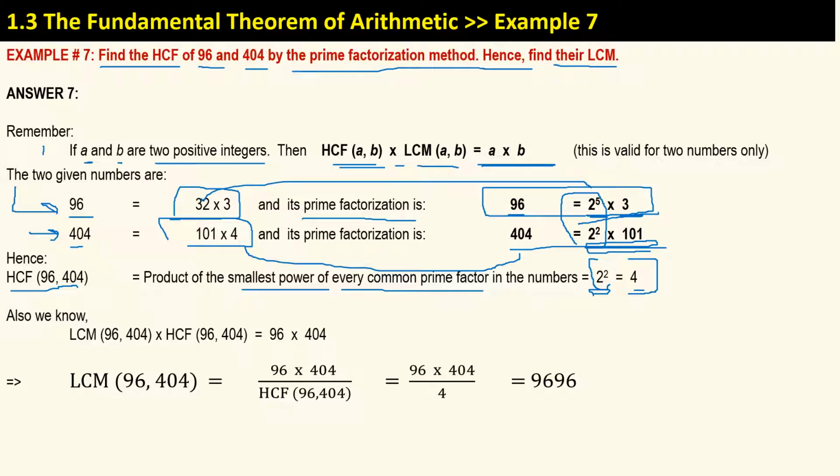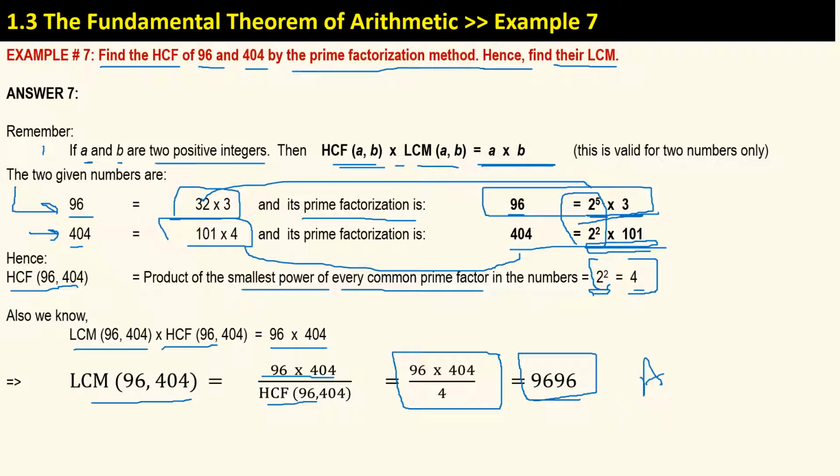Now we also know that LCM multiplied by HCF is equal to the product of two numbers. Hence LCM of 96 and 404 will be the product of the two numbers divided by the HCF, which is equal to 96 multiplied by 404 divided by 4, which is 9696. This is our answer.